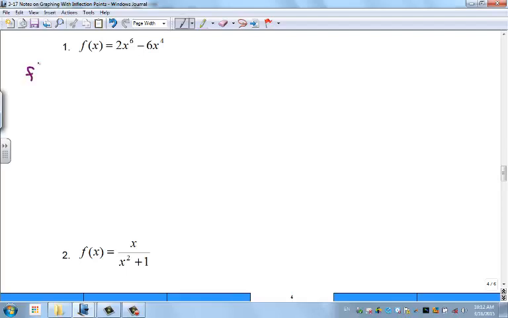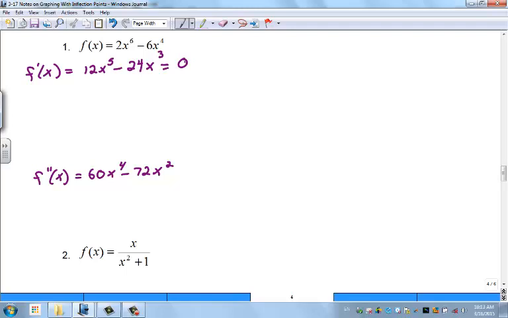So f prime of x here would equal 12x to the 5th minus 24x to the 3rd. Leave some space so you can solve that, and then come down here and do f double prime of x, which is equal to 5 times 12 is 60, x to the 4th minus 72x squared. Now let's set each of those equal to 0 and solve for x.